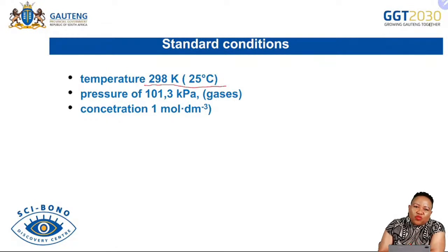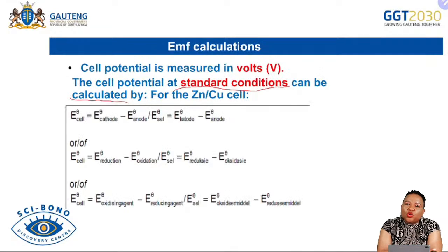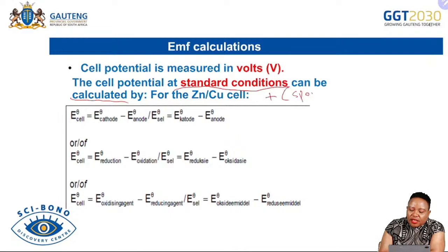We need to remember how we change from kelvins to degrees Celsius or from degrees Celsius to kelvins, because normally there are lots of mistakes that learners make in converting degrees Celsius to kelvins. Our pressure can be 1 atmospheric pressure or 101.3 kilopascals, and our concentration is 1 mole per decimeter cubed. So these are the conditions that we are going to use to calculate our EMF. And remember, when the value of EMF is positive, it says our reaction is spontaneous.